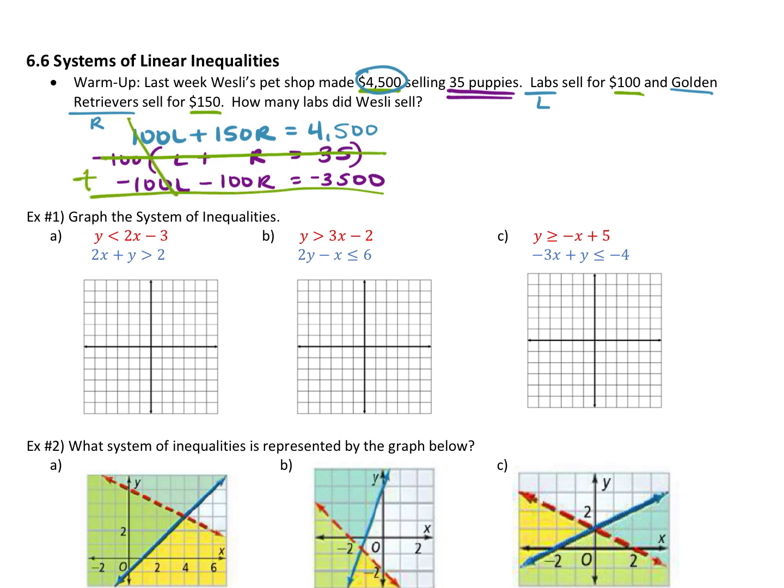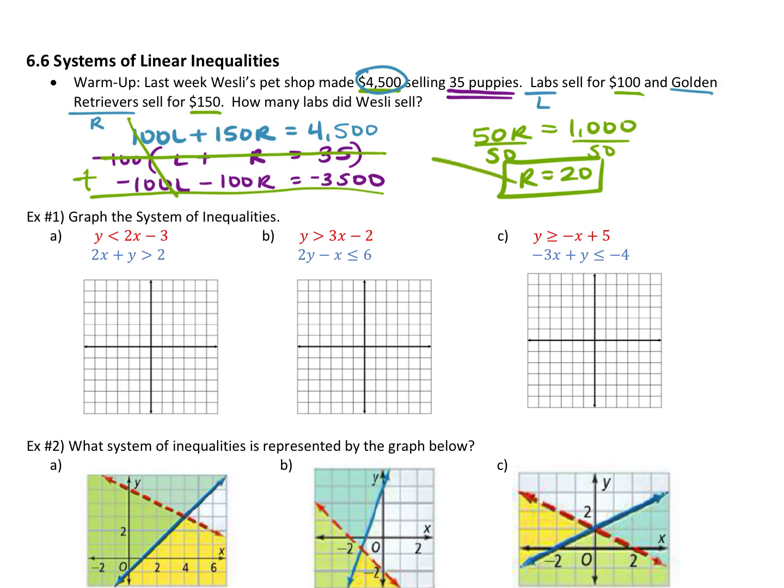So 100 plus a negative 100 goes away. 150 plus a negative 100, I'm going to move over here, would be 50R. And then add those together, 4,500 plus a negative 3,500 is 1,000. So divide by 50, and R comes out to 20. Okay, so that means 20 golden retrievers.